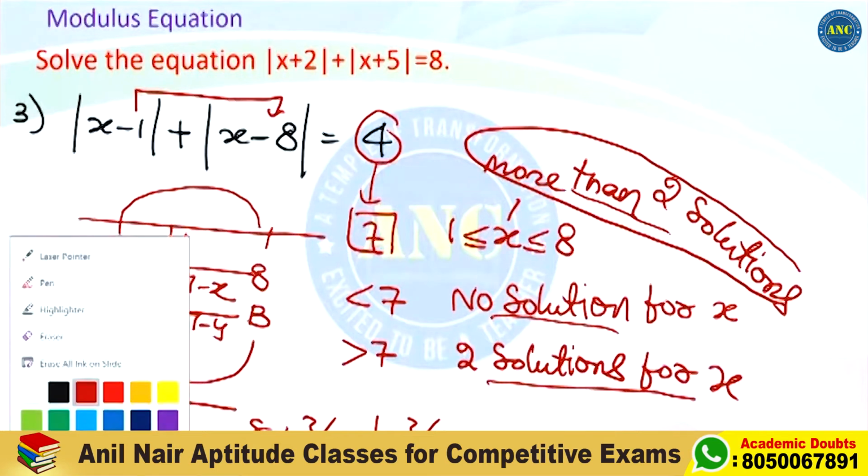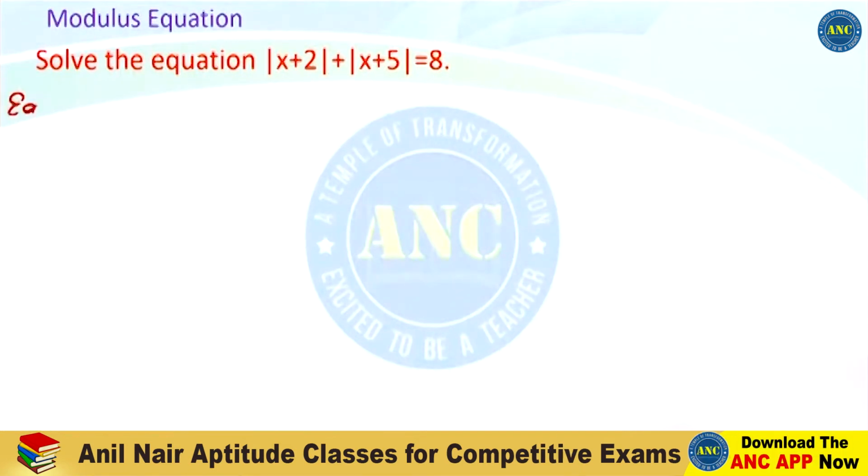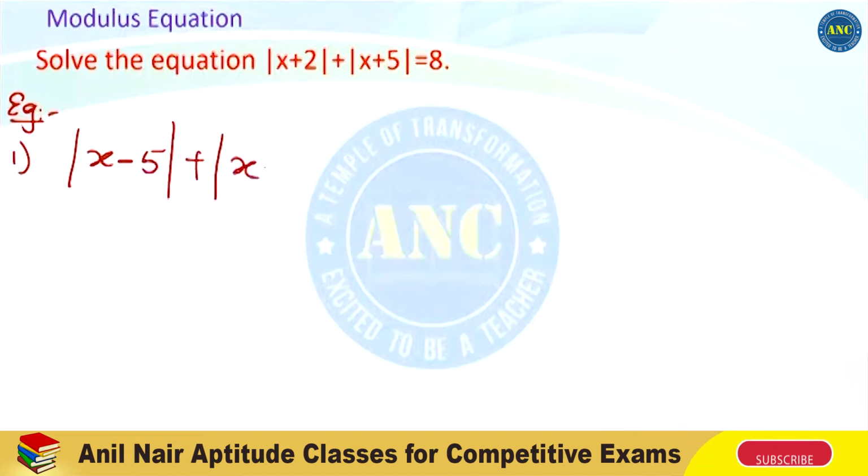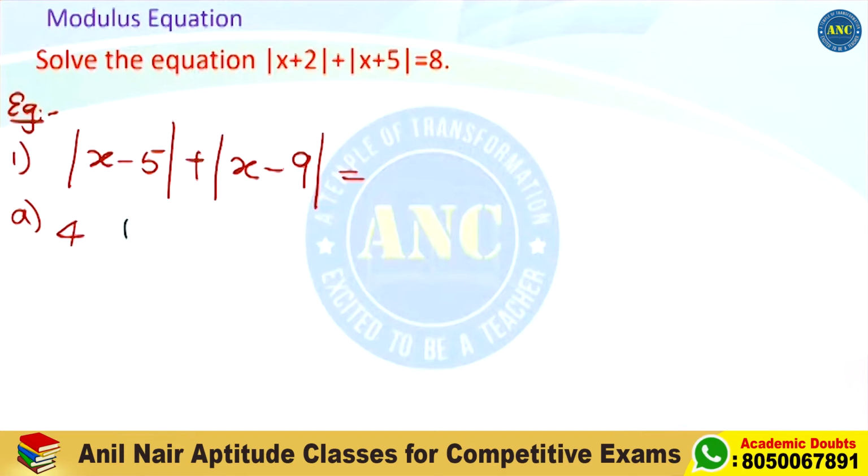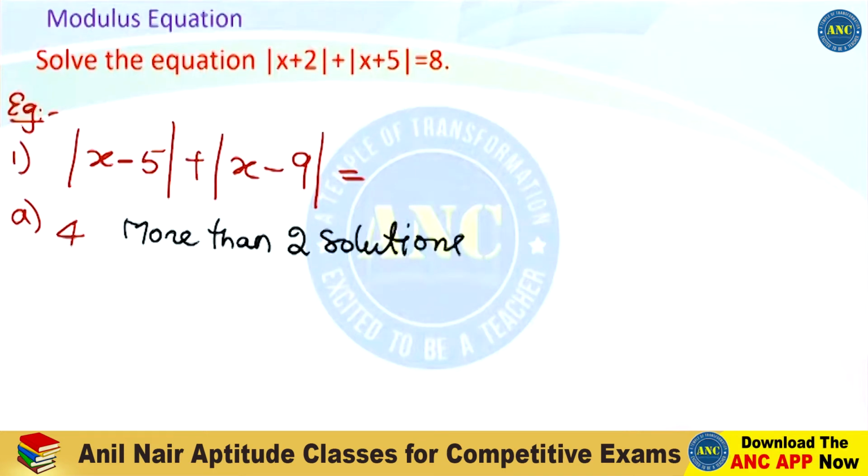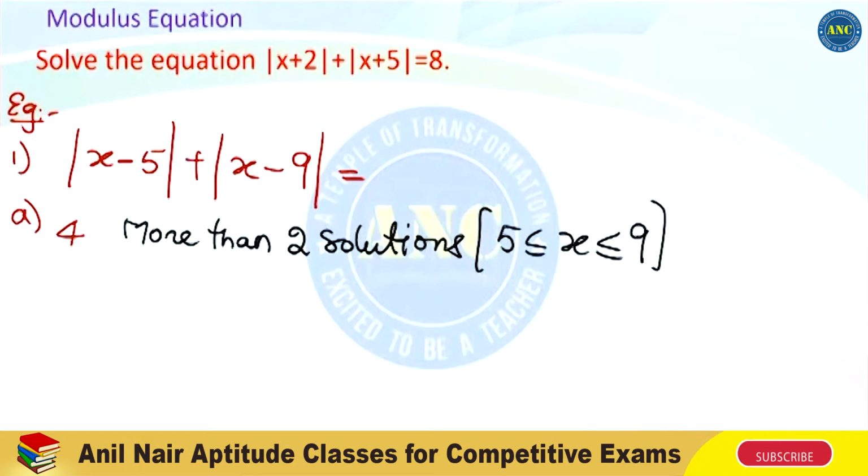Now we will solve a question. Example. This is a CAT level question, sir. First I will take an example. Mod x minus 5 plus mod x minus 9 equivalent to 4. If it is 4, how many solutions can x take? The answer is more than 2 solutions. Or in simple language, it can take any value of x from 5 to 9.